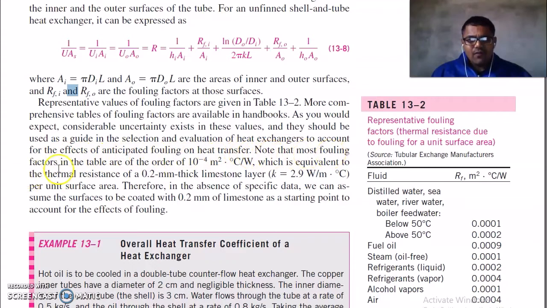Note that most fouling factors in the table are of the order of 10⁻⁴ meter square degree Celsius per watt, which is equivalent to the thermal resistance of a 0.2 mm thick limestone layer. Therefore, in the absence of any specific data, we can assume the surface to be coated with 0.2 mm of limestone as a starting point to account for the effect of fouling.